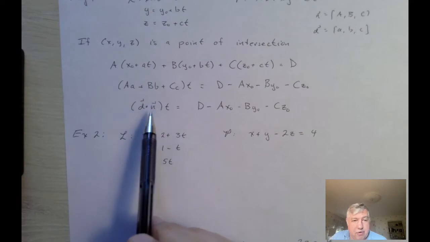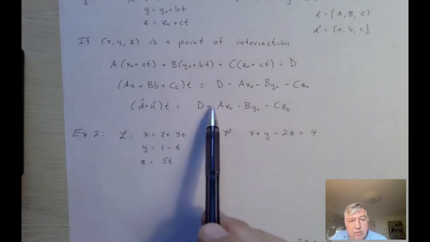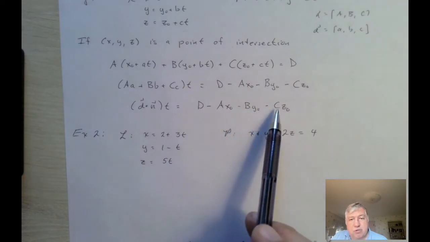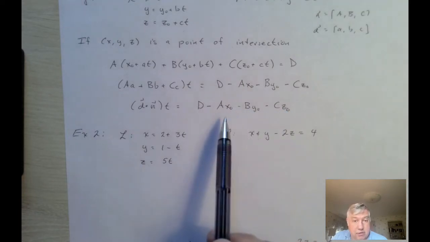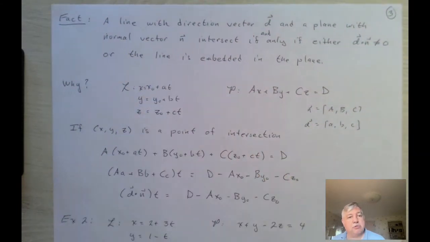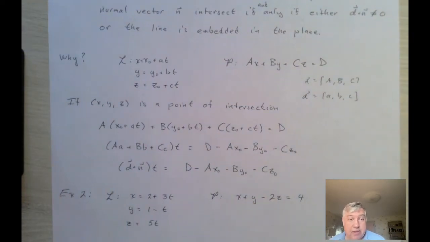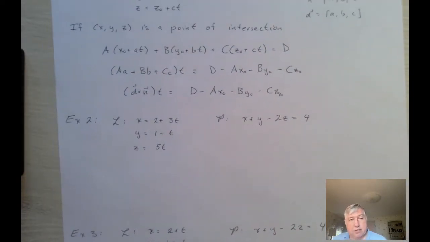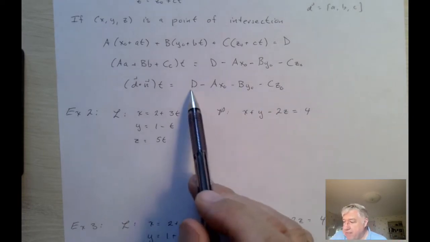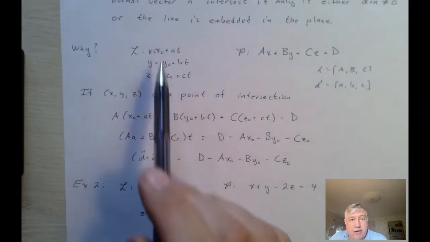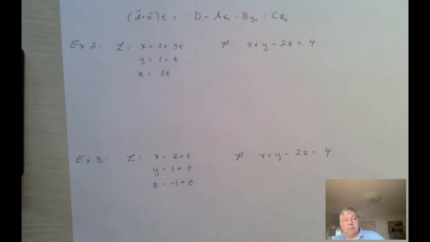Now, if this is zero, then this is zero, which would mean that ax0 plus by0 plus cz0 is equal to d. And if that's the case, that means that this point is also going to be in the plane, which means everything would have to be in the plane. Also, if this is zero, then this equation holds, so it doesn't matter what t is. Any value of t in that case would give you a point in the plane.